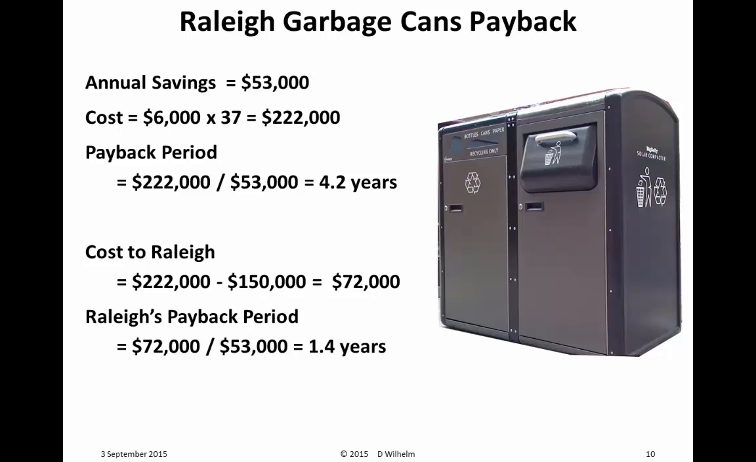The payback period was $222,000 divided by $53,000, or 4.2 years. However, there was a kicker. The cost to Raleigh was only $72,000 because they received a $150,000 grant from, I'm not sure where. So Raleigh's payback period was $72,000 divided by $53,000, or 1.4 years.